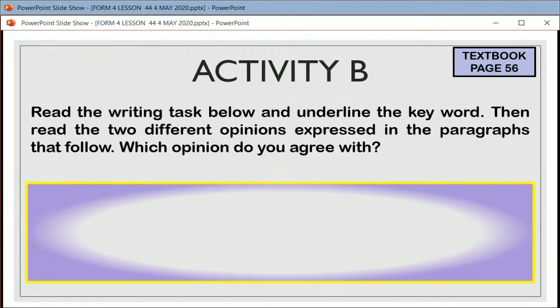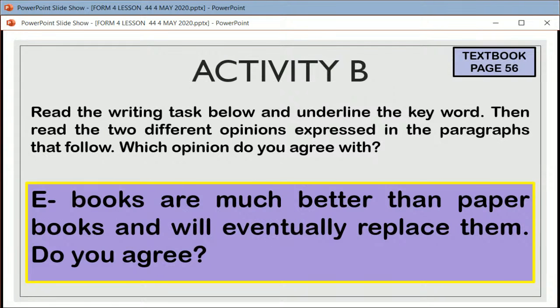So first of all, let's look at the task. The task says that ebooks are much better than paper books and will eventually replace them. Do you agree? So the keywords here would be ebooks, much better, paper books, eventually replace them. So you have to underline those keywords because you have to make sure that when you write the paragraph, you're not writing about a different topic. When you answer the task, you answer that statement where ebooks are much better, paper books eventually replaced, meaning ebooks will eventually replace paper books.